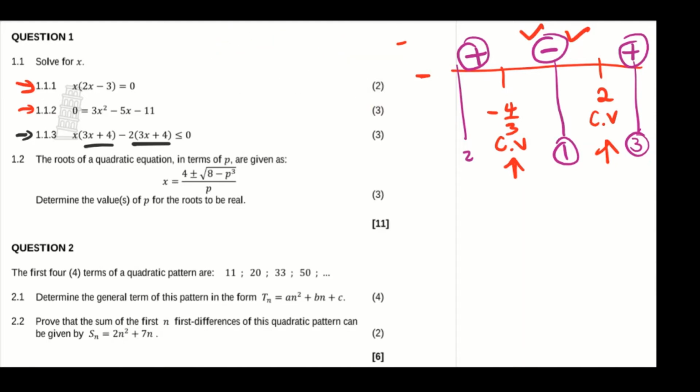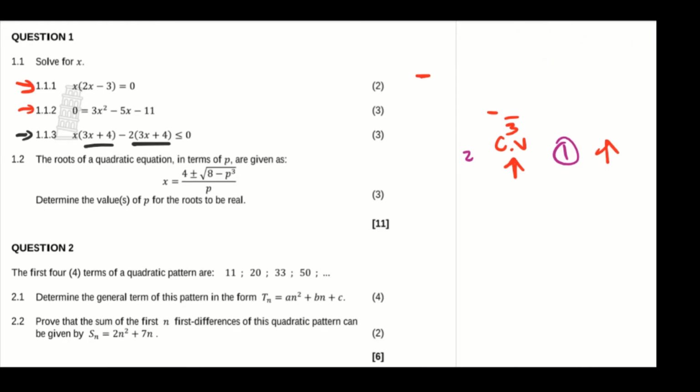Let's try out another question quickly. So now we're going to do this one, 1.2, right? It's an interesting question. Basically here you need to know your nature of roots, right? So in this question here we are given a quadratic equation, right? You can see this, and we're asked to determine the value of p for roots that are real.